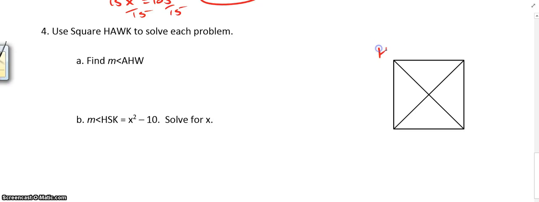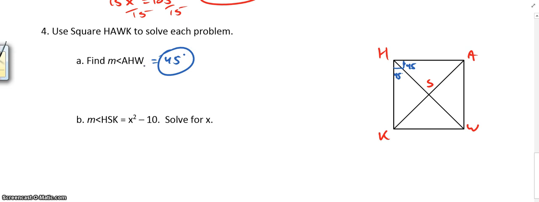So we have H, A, W, K, S. You see how I did that in red? Okay. So find the measure of angle AHW. So we're talking about this angle here. Well, we know it's a square, so this is 90. But we also know that the diagonals bisect every angle. The diagonals are angle bisectors. So we know this is 45 and 45, and that's the angle we're looking for right there. So the measure of angle AHW is 45 degrees.